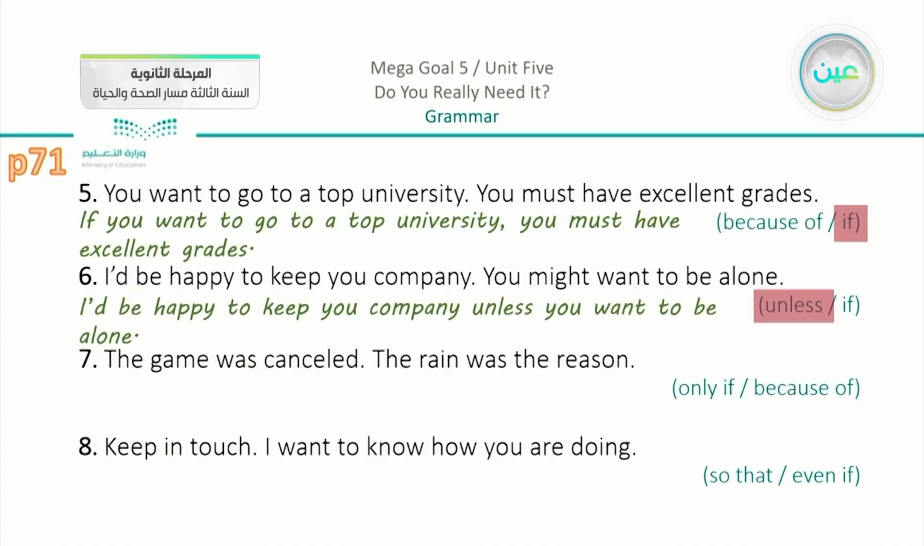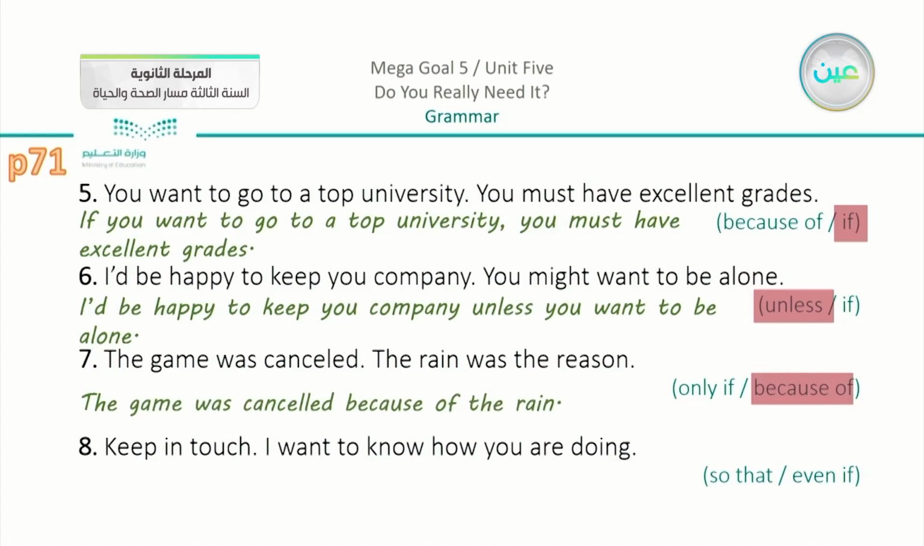Number 7, the game was canceled. The rain was the reason. So I'm showing that there is a reason here. That's why I'm going to choose here because of. So the linking sentences will be the game was canceled because of the rain. Now you can see that there is also a kind of shortening in these sentences that we did.